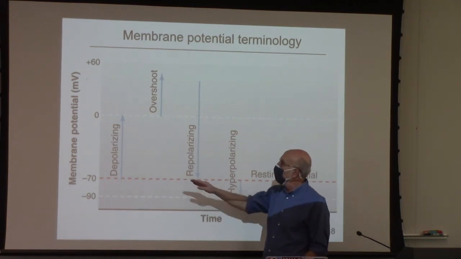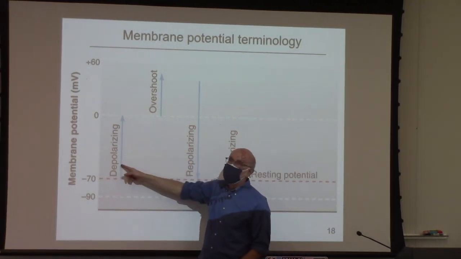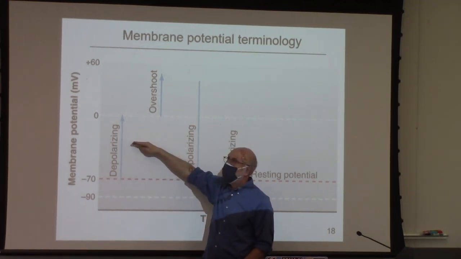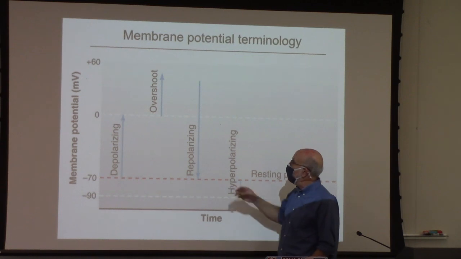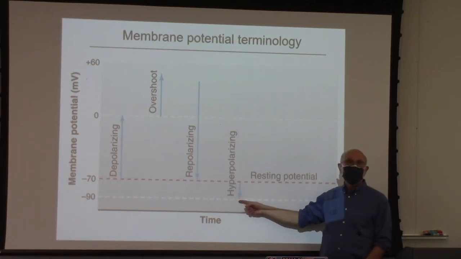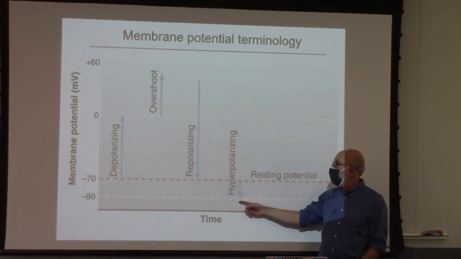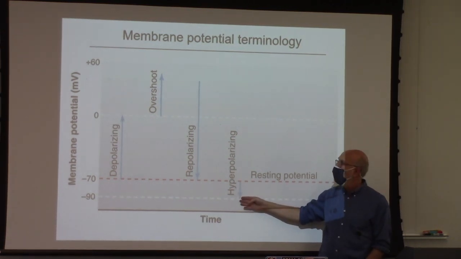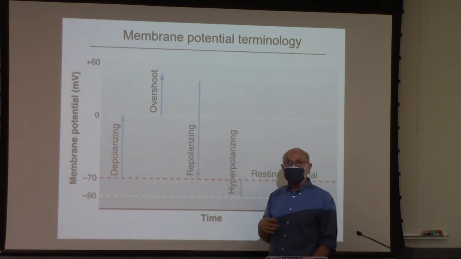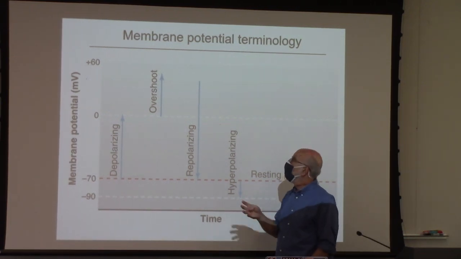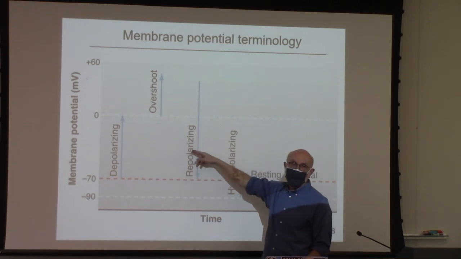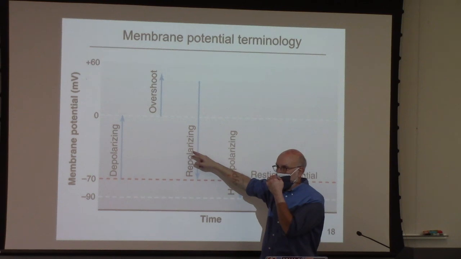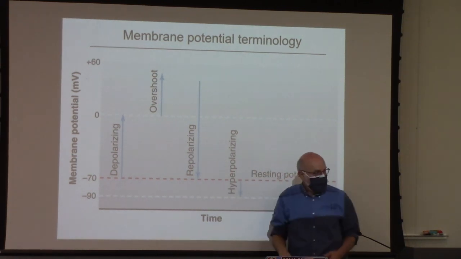Any voltage that is above rest we call depolarizing. A depolarized voltage. Any voltage that is more negative than rest we call hyperpolarized. More polarized, hyperpolarized. When we get to action potentials, after the breakout, we're going to talk about repolarization, because that's what happens after an action potential. Just hold on for now.